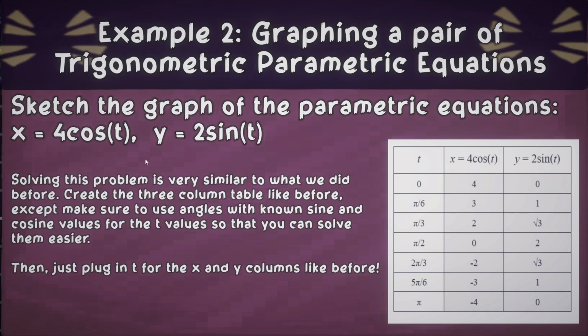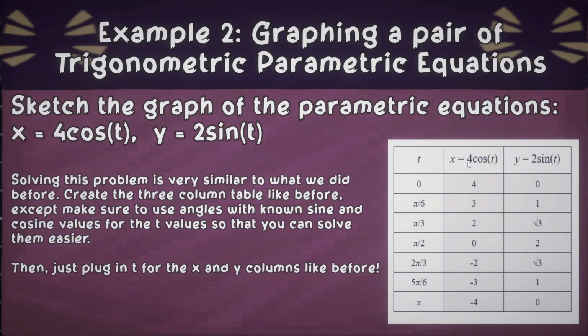As you can see here, solving this problem is very similar to what we did before. Create the 3-column table, as we've done, except make sure to use angles with known sine and cosine values for the t values so that you can solve them easier. So instead of just doing -3, -2, -1, and so on, I have 0, pi over 6, pi over 3, pi over 2, and so on, just to make it easier to plug in to cosine so that we don't get funky decimal numbers. And then we just plug in t for the other columns.